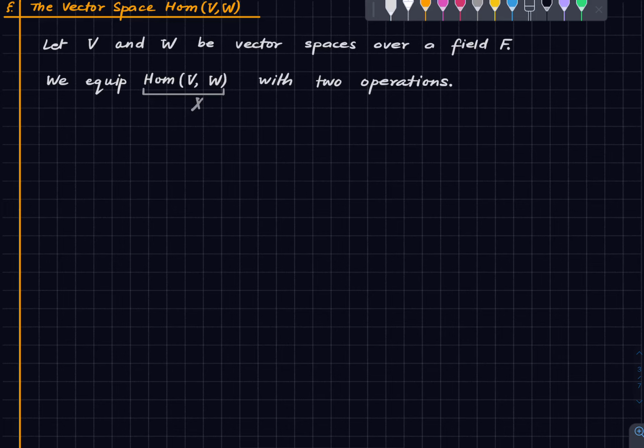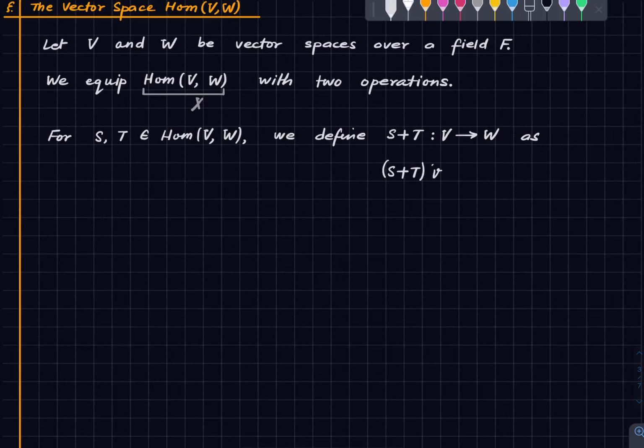Okay. So for two linear maps S and T going from V to W, we define S plus T as a map from V to W, defined as (S plus T)(v) equals S(v) plus T(v) for all vectors little v. So that is how we add linear maps.